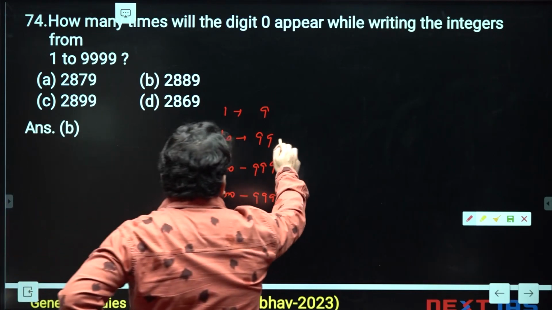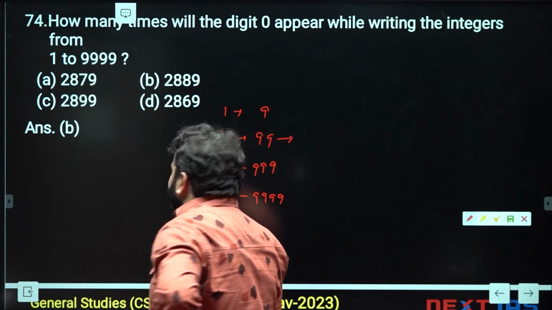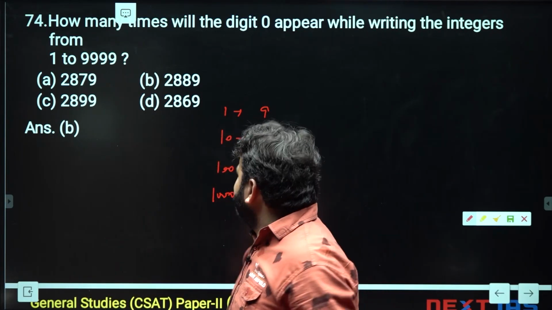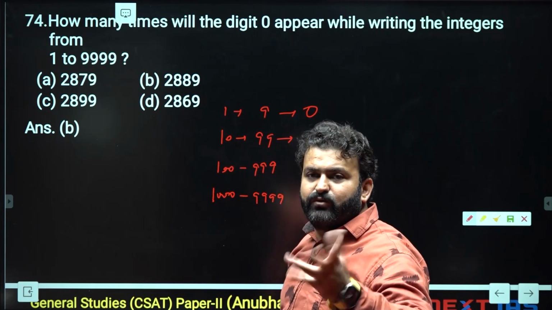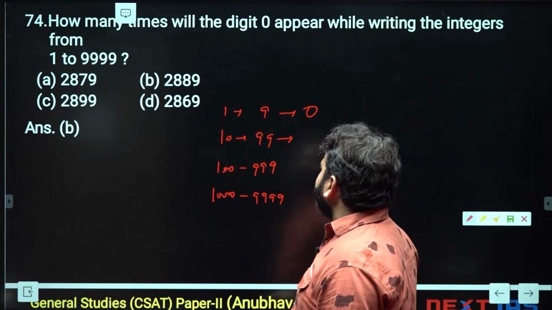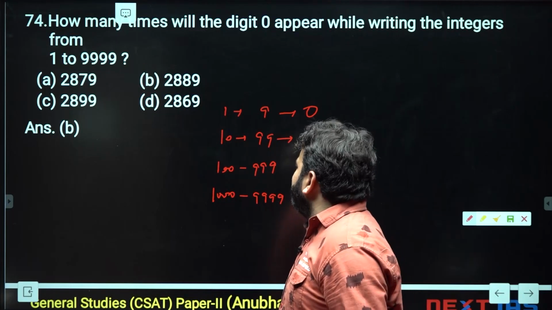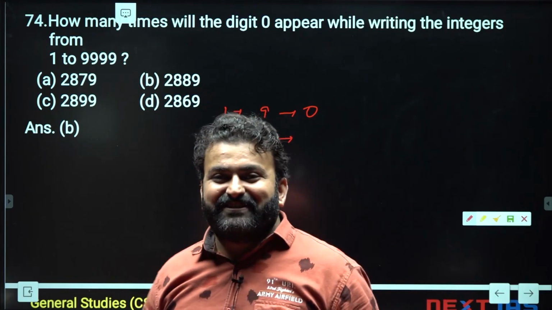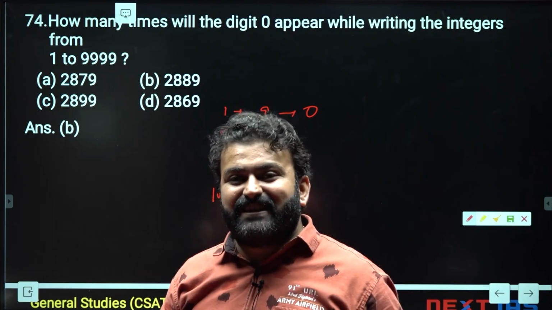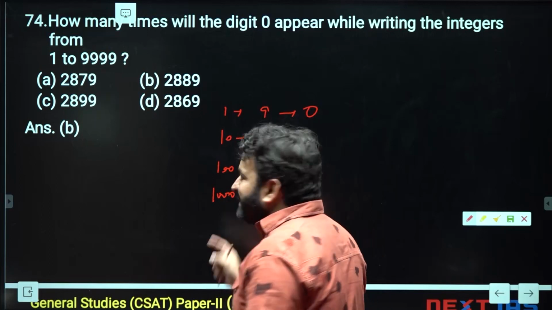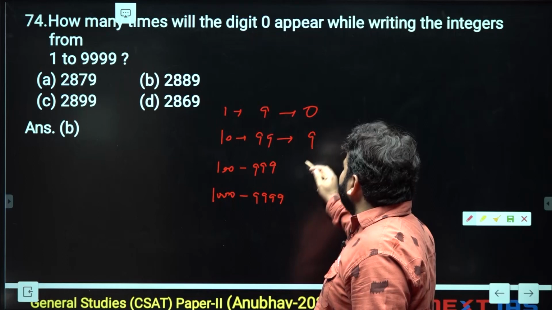From 10 to 99, how many times will 0 appear? Just as a hint, from 1 to 9 it appears no times. From 10 to 99, how many times will this 0 appear? Any number will not start with 0, so 0 will be there only at the unit place. On the 10s digit, we have 10, 20, 30, 40, 50, 60, 70, 80, 90. So how many times? 9 times.